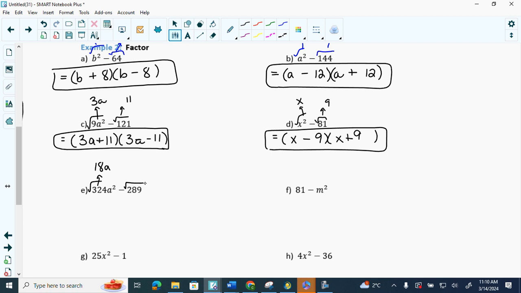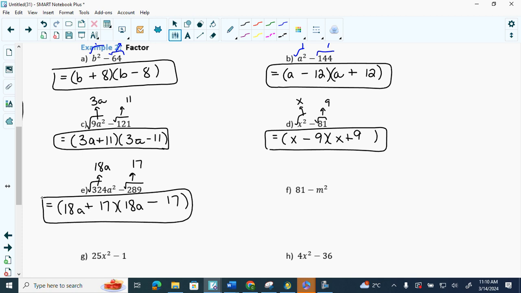18a. And then root 289? 17. So we're going to get 18a at the front, 18a, 17 at the back, plus minus, boxing my answer with an equal sign.